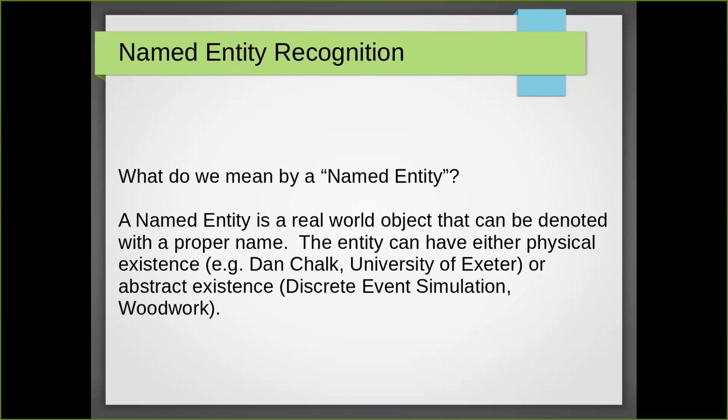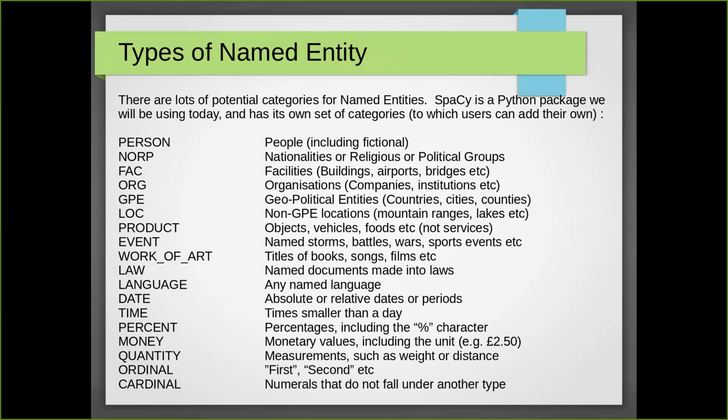So it might be physical objects, so things like Dan Chalk, University of Exeter, or it might have a more abstract existence, so things like discrete event simulation, or woodwork, which don't have a physical existence but are in abstract existence. They would also count as named entities too. And these things are the kind of thing that would be really useful to extract out of free text data.